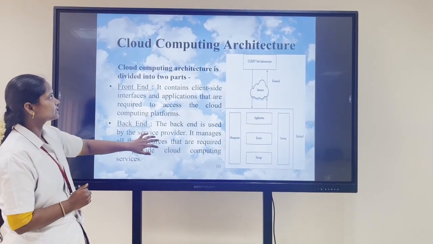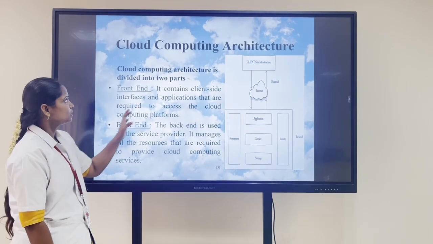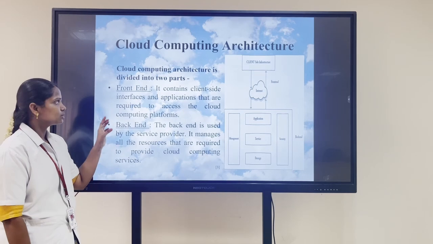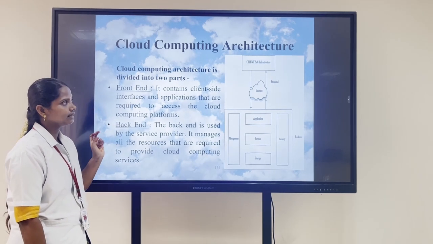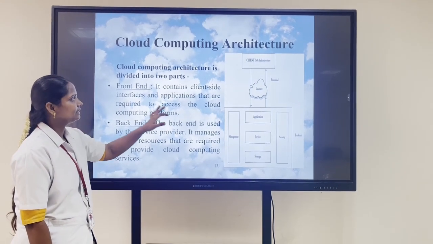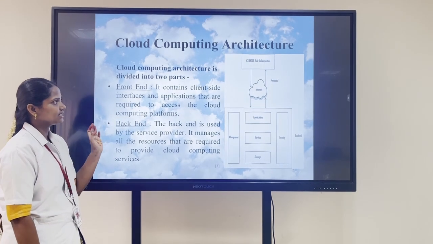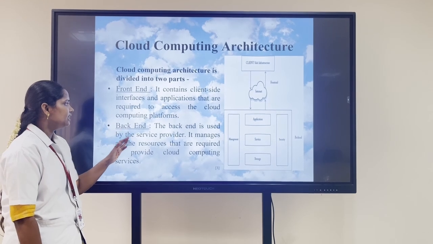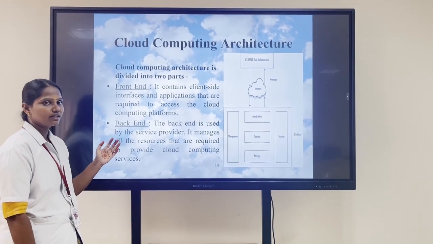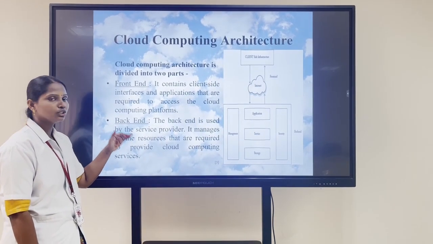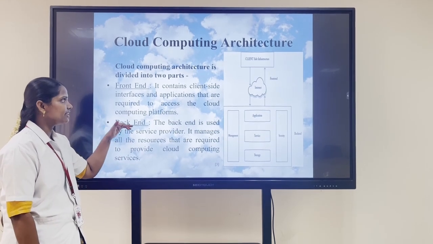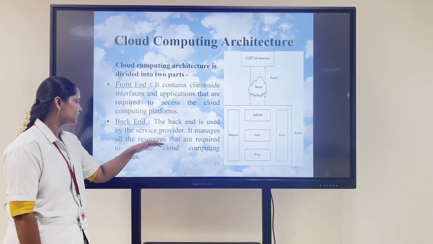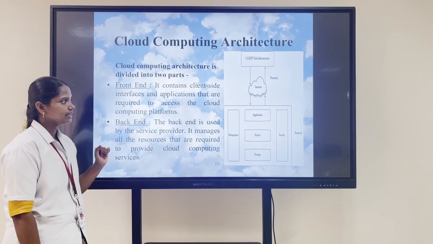Now we are going to discuss the cloud computing architecture. In this architecture, there are two main parts playing a very important role. The first one is the front end and the second one is the back end. The front end contains only the client side interfaces and applications. The back end is used by the service provider, so overall it comes under the service provider. The provider acts as the back end of the applications and manages all the resources that are required to provide cloud computing services.